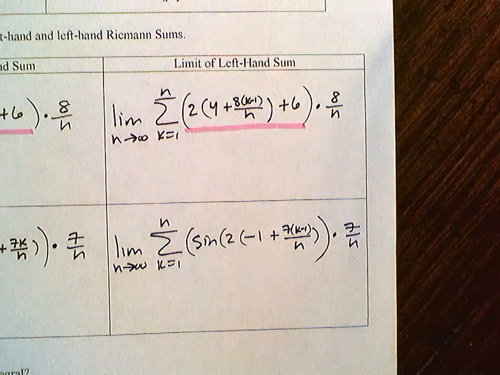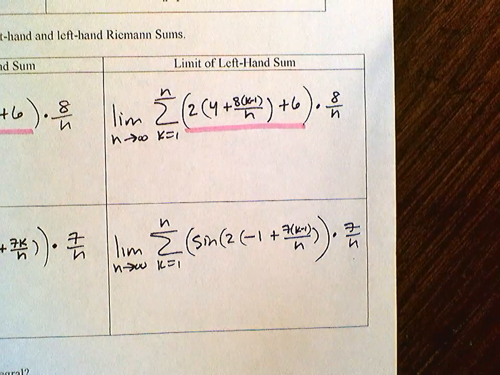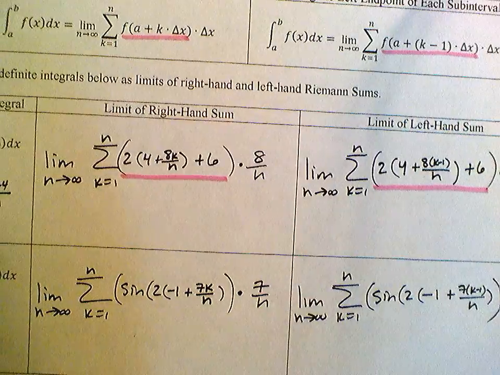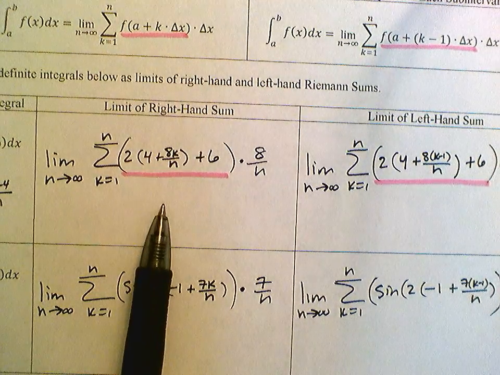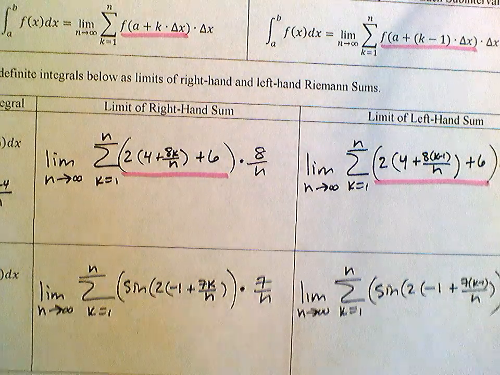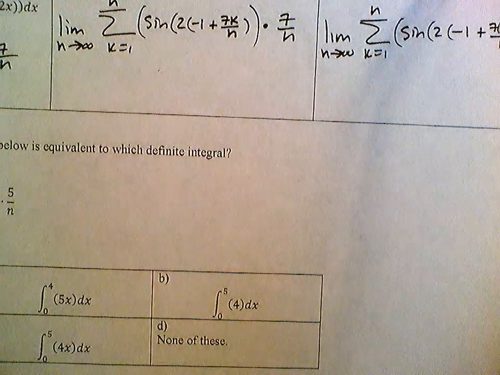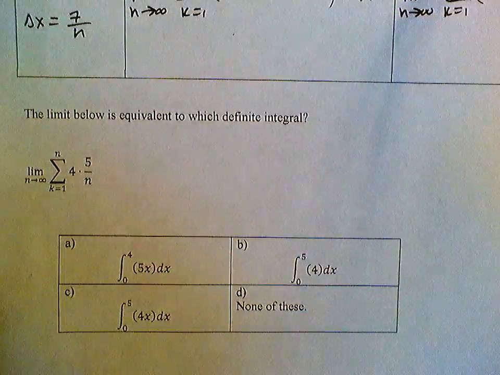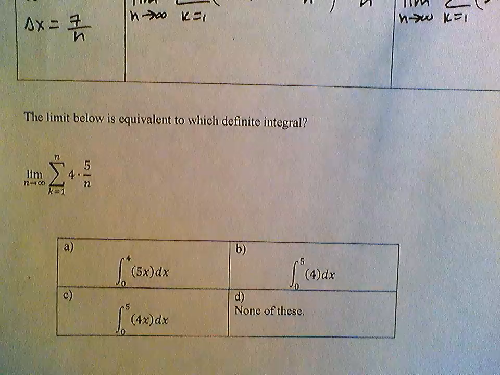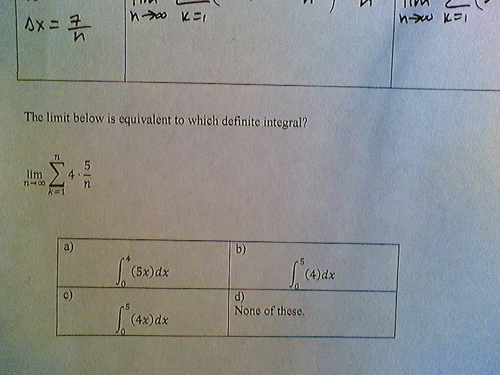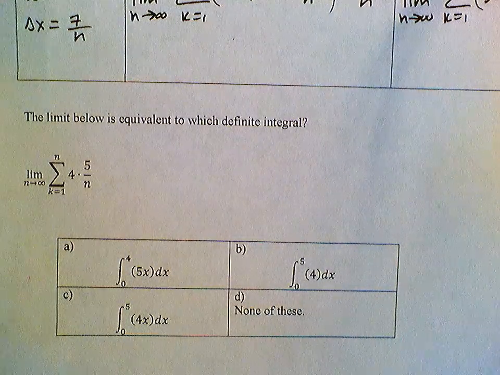Alrighty, so there's that. Now, I think I'm going to ask you to do these things sometimes, translating from a definite integral to a left-hand or right-hand Riemann sum. But normally, guys, I think these are going to show up as multiple choice, which is the good news. So this is more like what we're going to be working with. The limit below is equivalent to which definite integral?